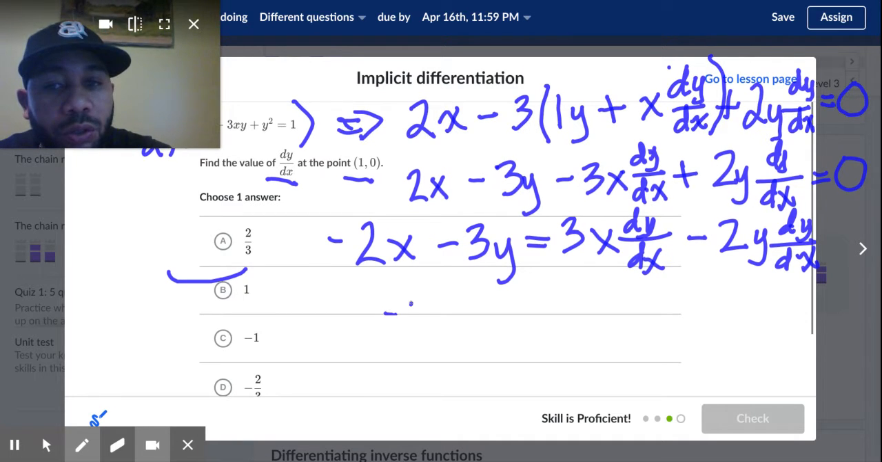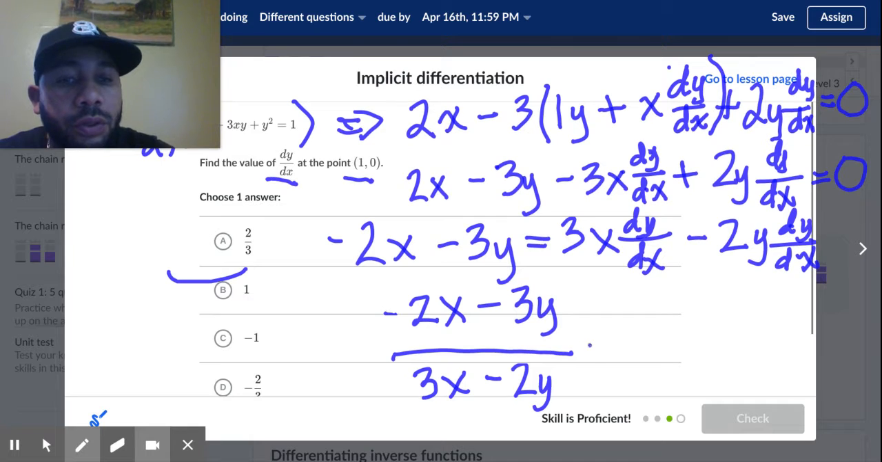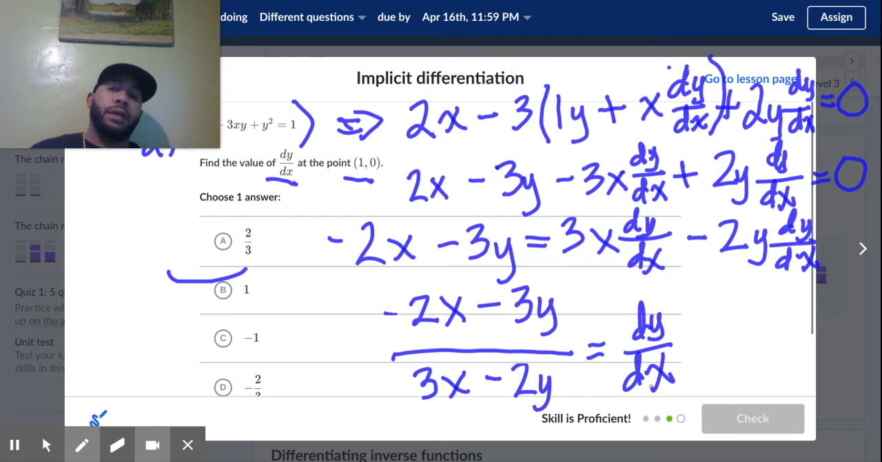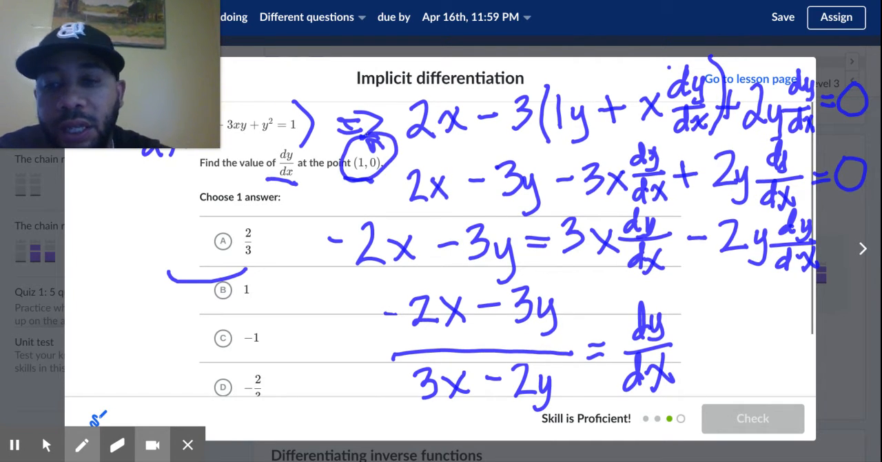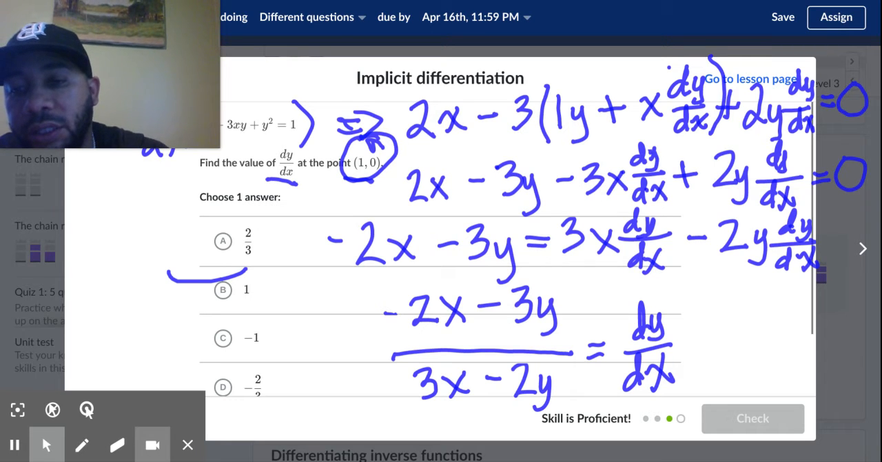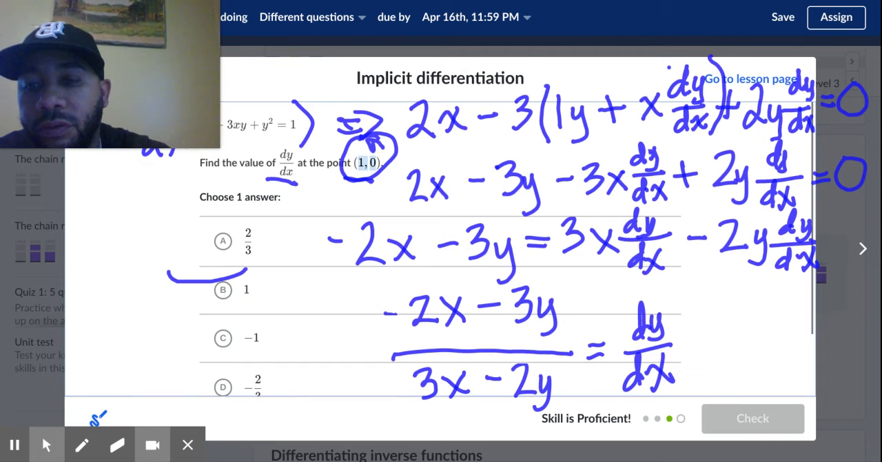And I'm going to end up with 2x minus 3y all over 3x minus 2y equals dy/dx. Now that looked like a lot, but here they give us some values. They tell us that y is 0, they mean at the point (1, 0). Look right here. They tell on themselves. Right there.